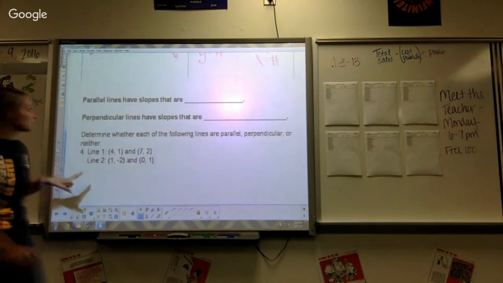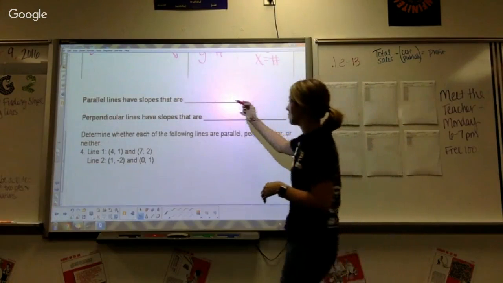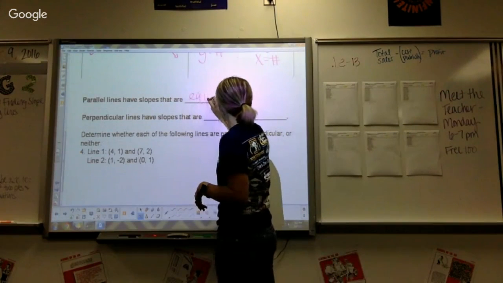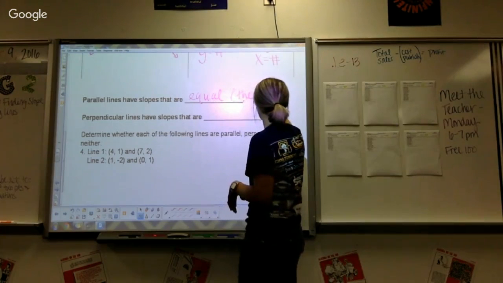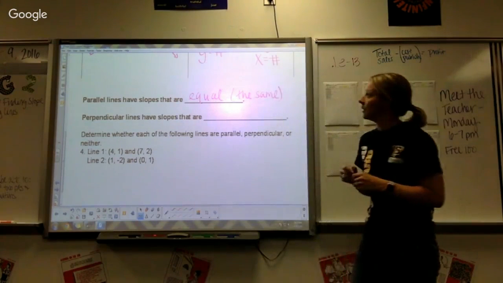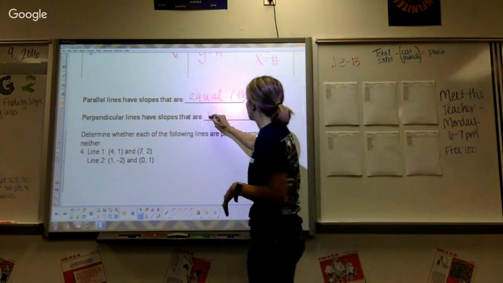Okay, so moving on, parallel lines have slopes that are the same or equal. And then perpendicular lines have slopes that are negative reciprocals.